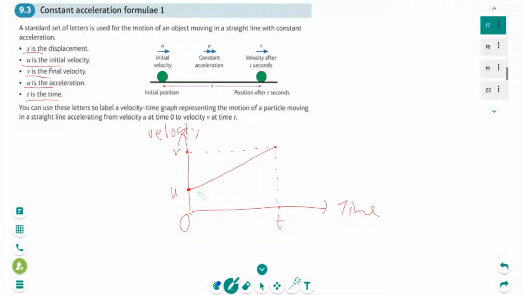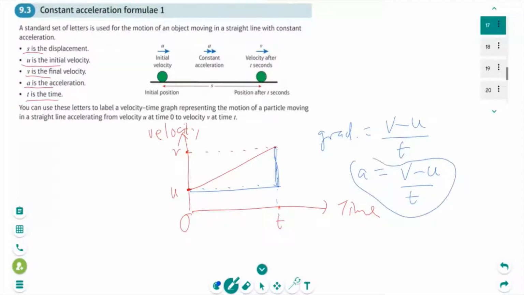The acceleration of this, if we worked out the gradient, we do the change in y, which is v take away u. So that's going to be that distance, v take away u, divided by the horizontal, which is just t. Remember, in a velocity time graph, the acceleration is the gradient. So that's how you work out acceleration: final velocity take away initial velocity divided by time. But if you rearrange it, you get v equals u plus at.